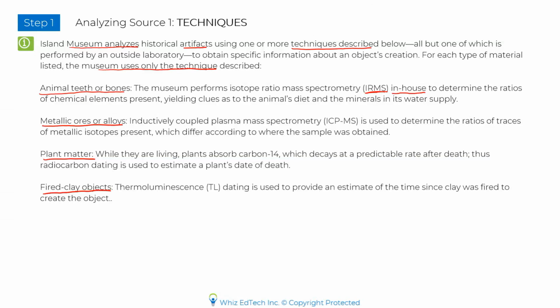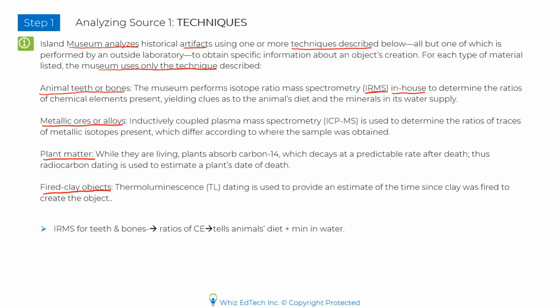So what I would note down here is IRMS is used for teeth and bones. You don't even need to write all these long words. I have written them down for your understanding, but you can use as much shorthand as you can so that you can retrieve that information. So IRMS for teeth and bones, what does it do? Ratio of CE. CE is chemical elements. Tells animal's diet, plus tells us minerals in water. So in very short form, so that when you glance at this, you can understand what kind of test is used for animal teeth or bones and what the test tells us.